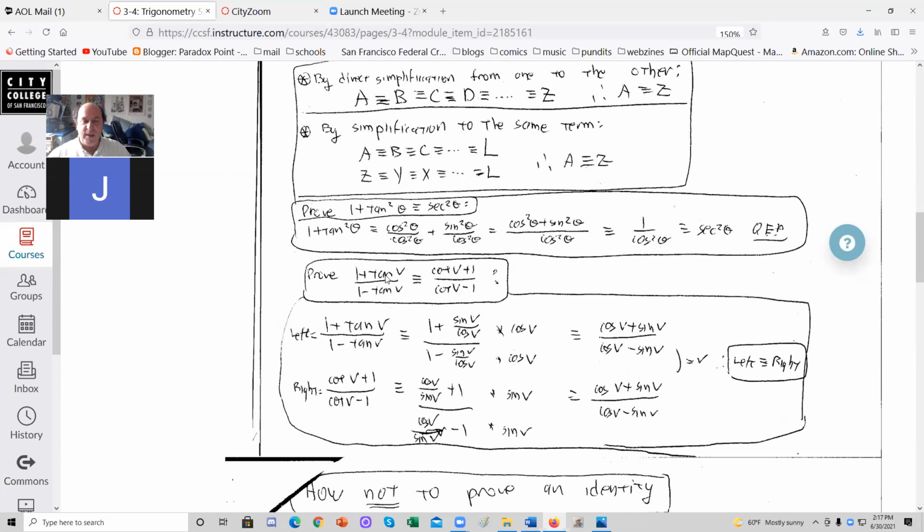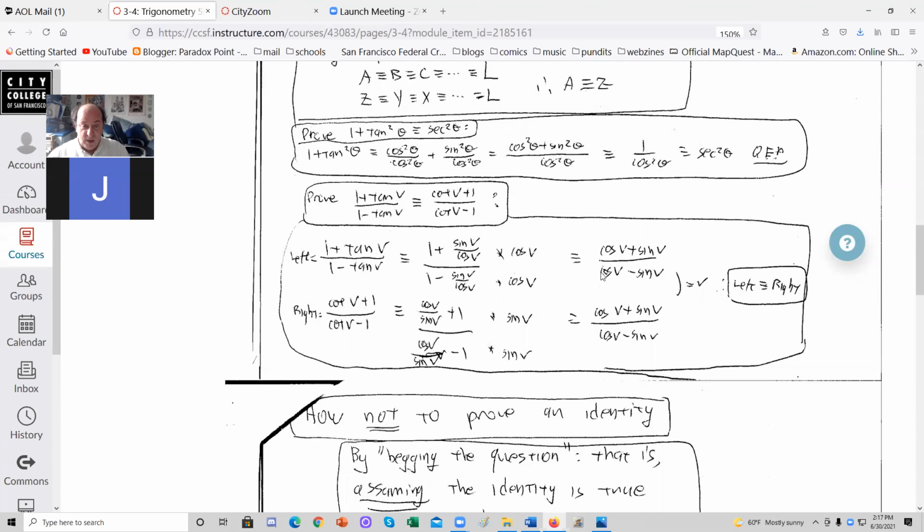So prove that (1 plus tan v) over (1 minus tan v) is identical to (cotangent v plus 1) over (cotangent v minus 1). Well, okay, so here's what we do. Start with the left side. That's 1 plus tan over 1 minus tan.